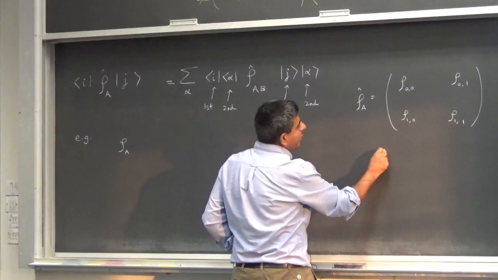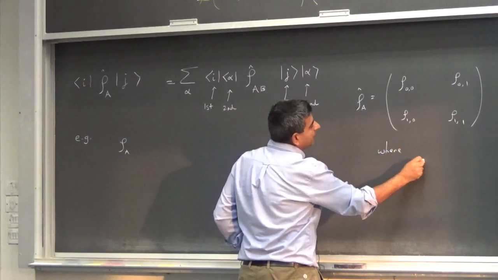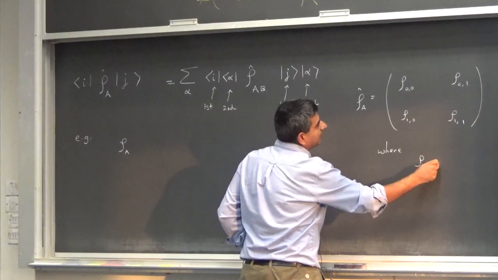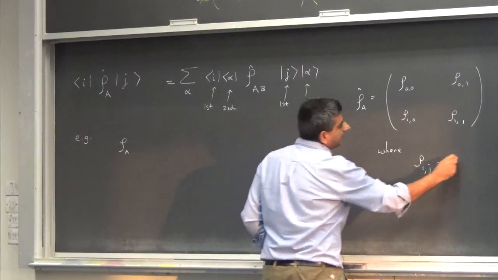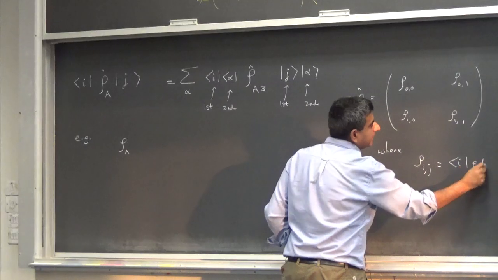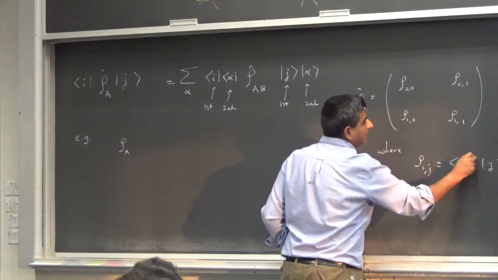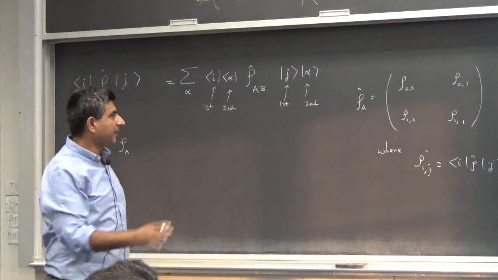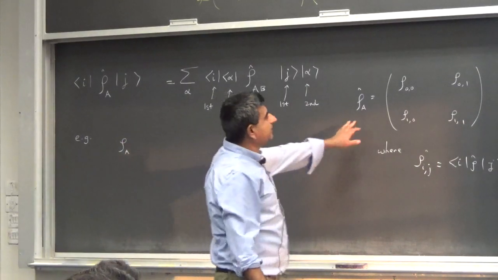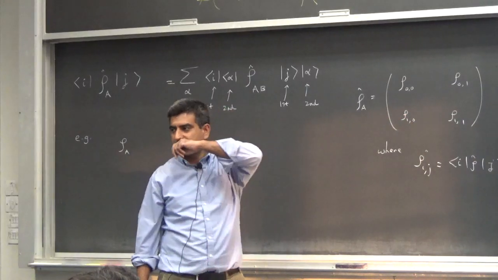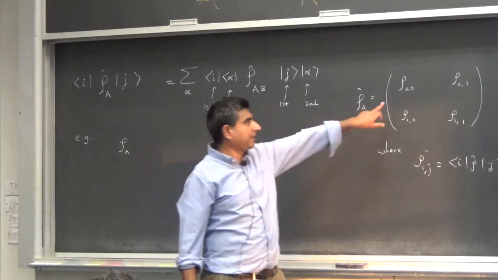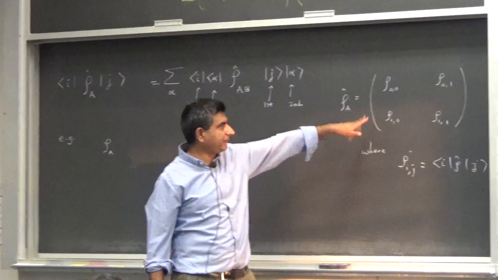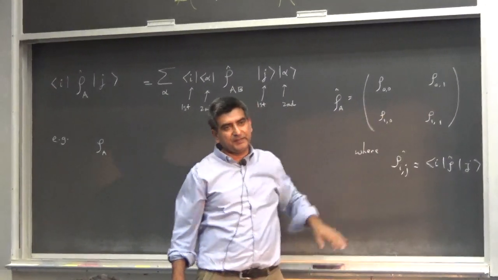where row ij means bra i row ket j. I have not taken any transpose yet. So this is my reduced density operator. Of course it will have 4 elements in this form, and this is the indexing of these elements.